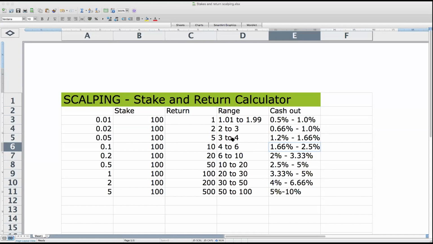As we move up into the 3 to 4, we're getting 0.05 per tick, then 0.1 per tick. So when we're getting 1.1 per tick, and we have a stake of £100, then our return is £10, and we're looking to cash that out over a range of between 3 to 1 and 5 to 1, and then you actually wind up with a cash out of 1.66 to 2.5.